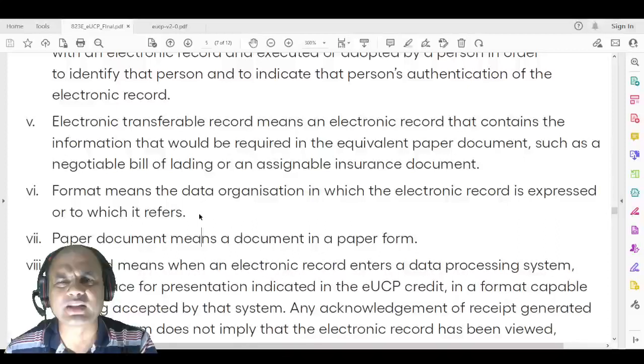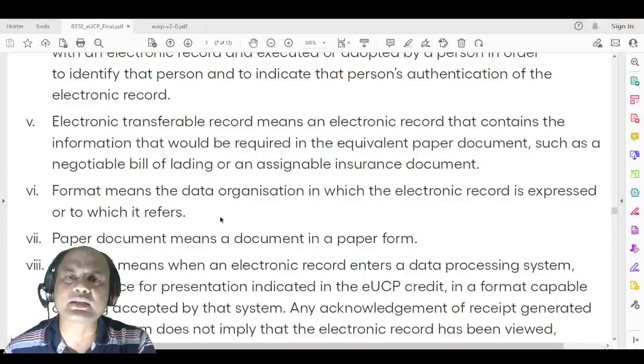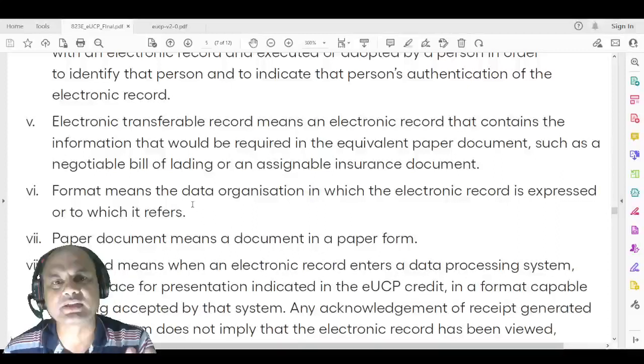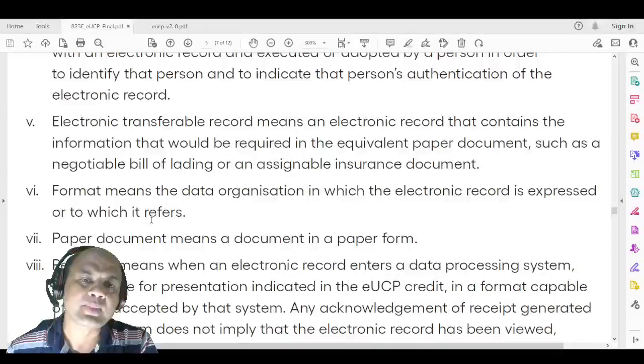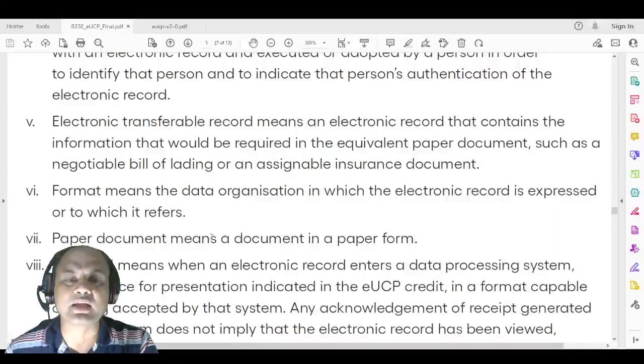We also say many times in our agreements, in our regular life, that we want this in this format only. So format means the wordings which I give, or here it means the format in which the LC issuing bank gives the wording, saying this is required. Paper document means a document in paper form, right?